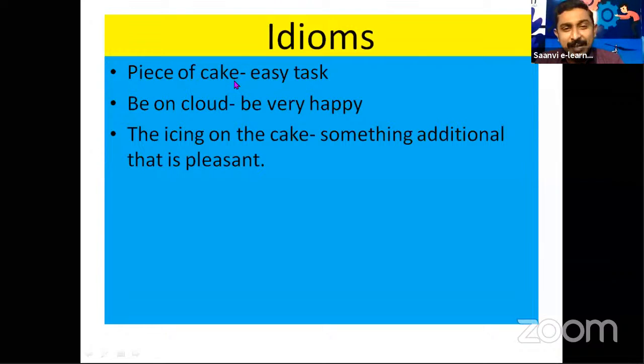Next, piece of cake means easy task. Your teacher may ask you, can you do it yourself? You can say, it's a piece of cake, sir. Isn't it, Agil Sagar? When your teacher asks you, can you solve this problem? It's a piece of cake, sir. Agil Sagar, you smile very well. Good. Happy, positive always. Piece of cake means it's an easy task.